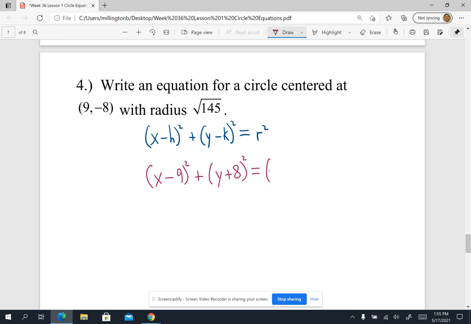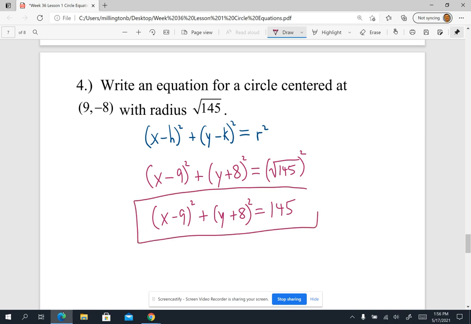And then equals, we want to do whatever the radius is squared. So in this case, it's like the square root of 145 squared. You could leave it like that, but you probably wouldn't see it left like that most of the time. You would probably see it rewritten like this. The square root of 145 squared is just 145 because square root and squared are inverses of each other. They cancel each other out in this case, and you would just be left with 145. So that would be what the equation is that we're looking for.